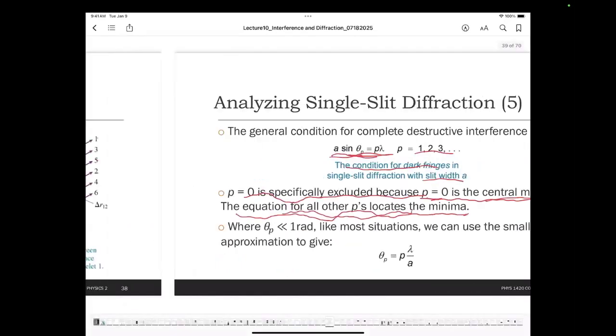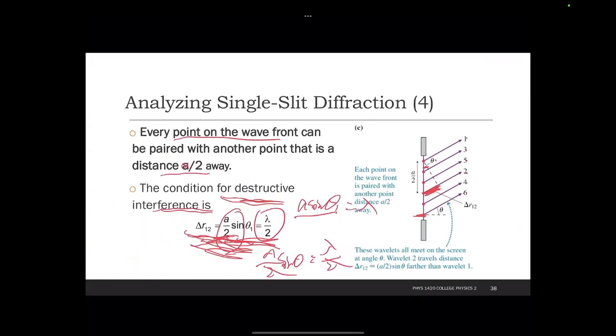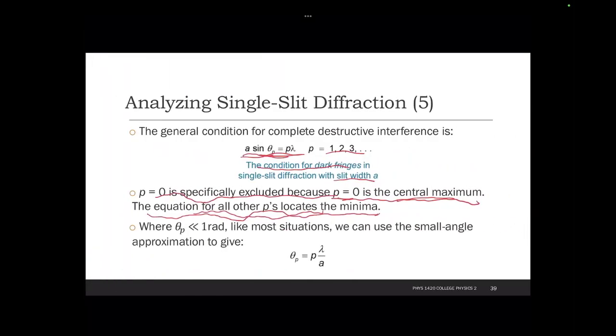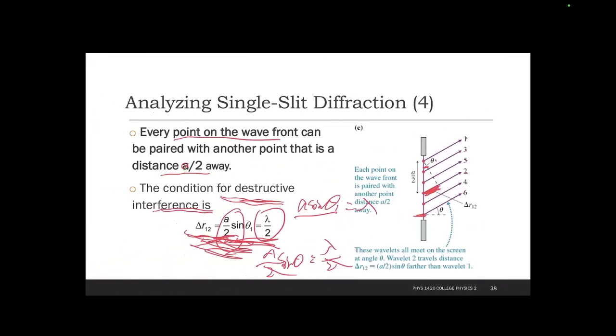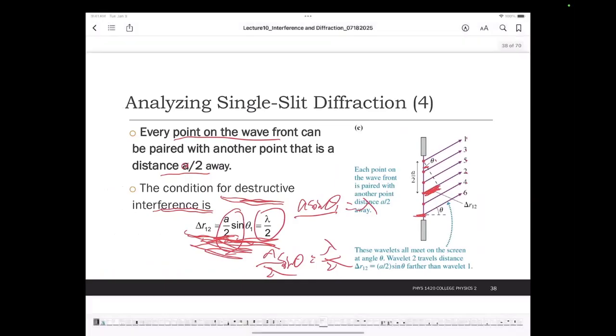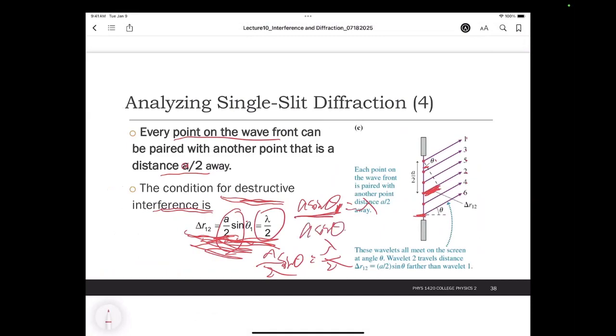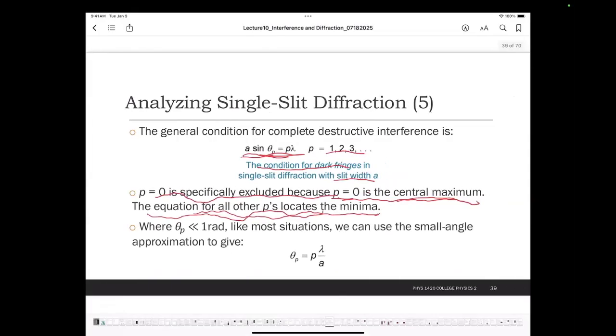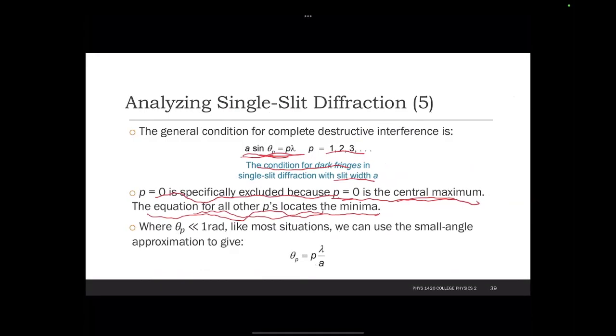Then here, this is when p is 1. When p is 2, it will be a sin theta 2 equals 2 lambda. Here is 1. Does it make sense to you? And where theta p is much smaller than 1 radian.